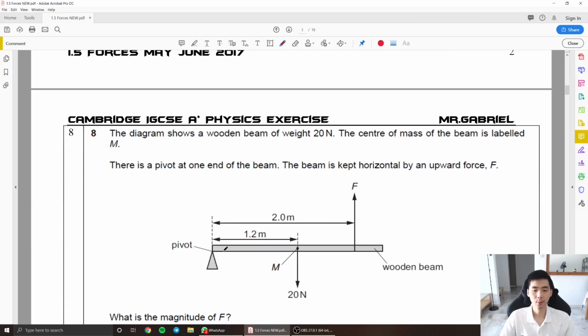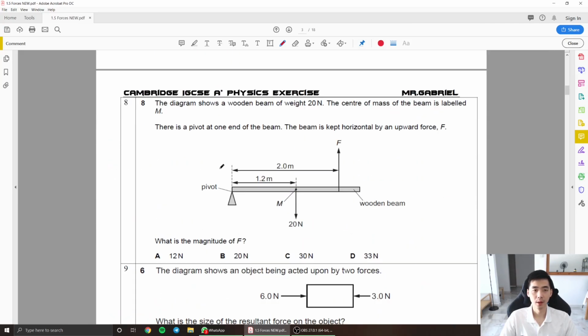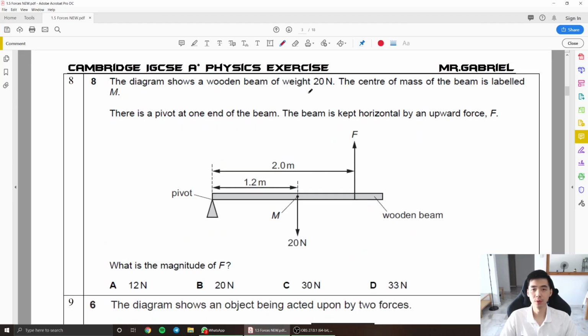Alright, then next question. The diagram shows a wooden beam weighing 20 newtons. The center of mass of the beam is labeled F. This is the center of mass. There is a pivot at one end of the beam. The beam is kept horizontal by an upward force F here. So this is the pivoting point. This is 20. This is F. What is the magnitude of your F here?